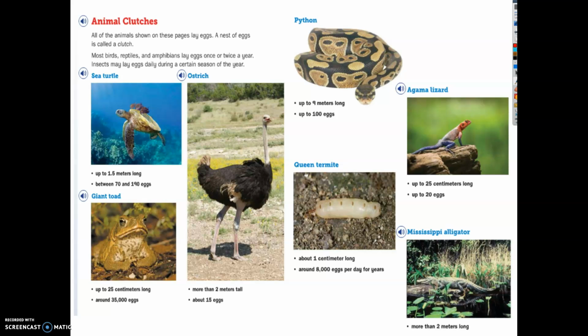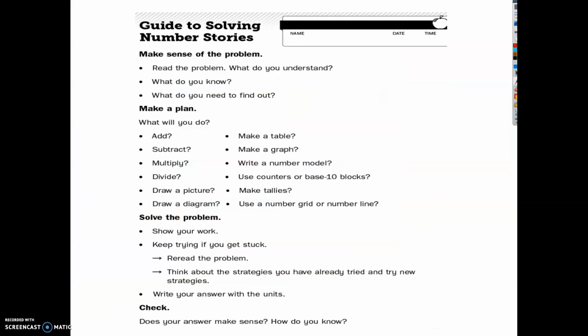We're going to use some of this information in a little bit to help us solve some number stories. But before we do that, let's talk about how to solve a number story. Well, first of all, you need to make sense of the problem. You need to read the problem. I always tell my boys and girls, read it once, read it twice, read it 600 times if you have to, until you know what you need to understand.